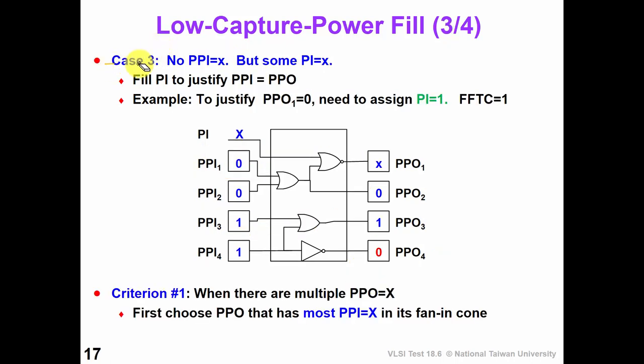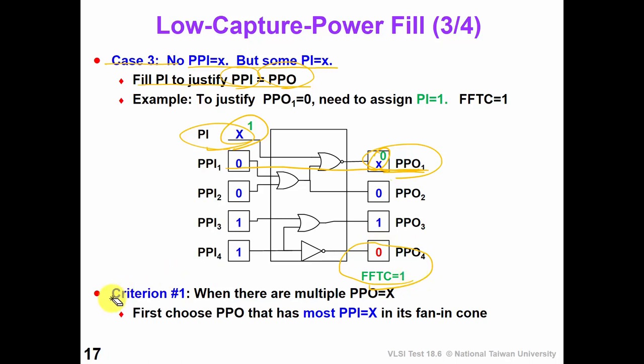Now let's consider case 3. In this case, there is no PPI which is unknown, but there are some PPO and some PI which are unknown. To handle this case, we can fill PI to justify such that PPI is equal to its corresponding PPO. For example, we want to justify a 0 at PPO1. So we need to fill PI to be 1. In this way, we can reduce the toggle in PPI1. For this test pattern, the flip-flop toggle count is 1.